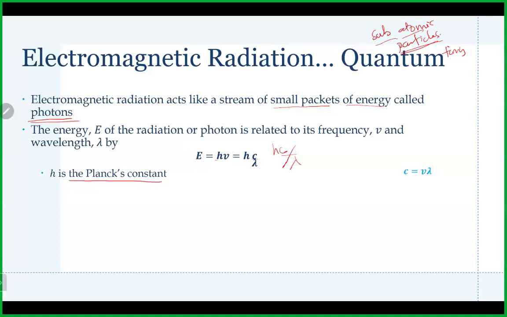So the first thing, according to quantum mechanics, is that electromagnetic radiation behaves like small packets, and we call that packet a photon. Each photon of radiation is related to the frequency and lambda by this equation. If you recall the relationship between c, nu, and lambda.